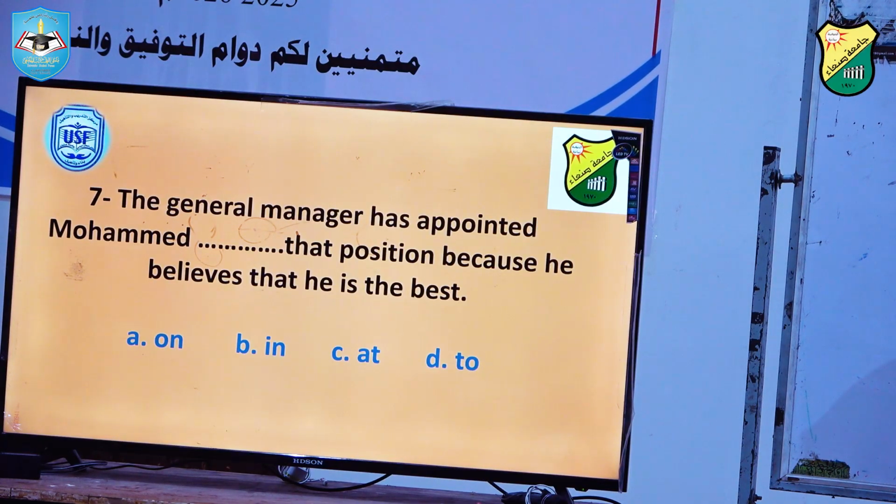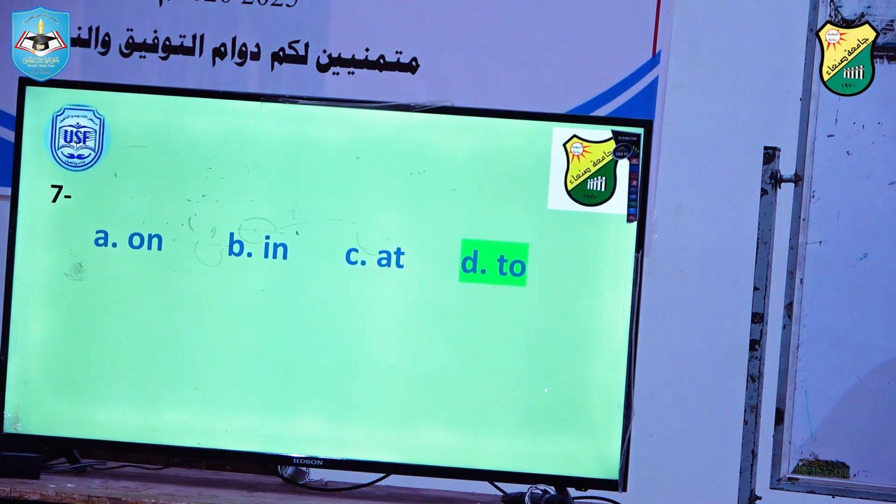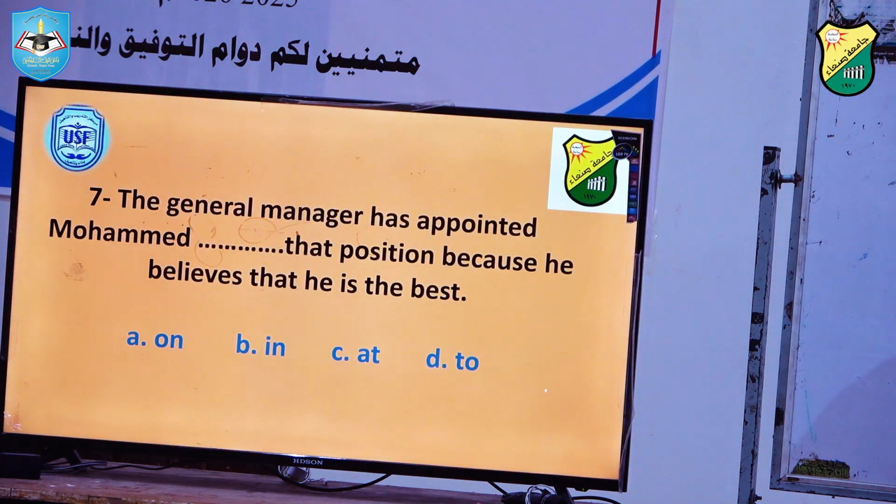Number 7. This one you have to memorize. The word is appointed with one preposition. What is it? The general manager has appointed Muhammad dash that position because he believes that he is the best. To. So appointed always comes with to. Memorize it: appointed with to all the time.